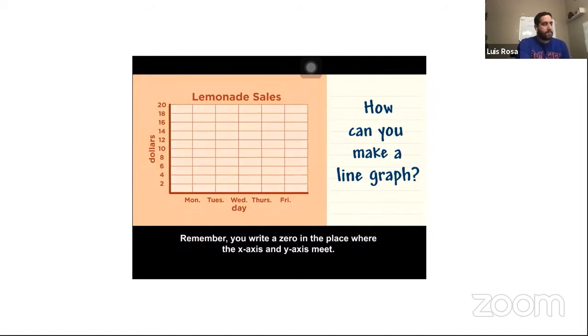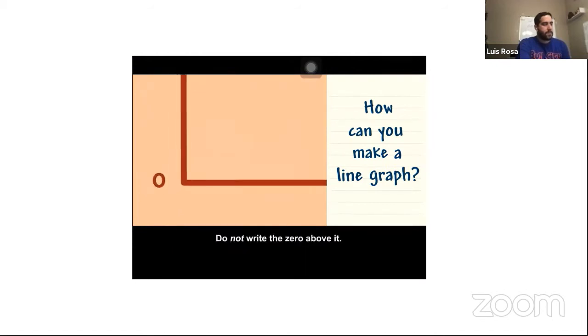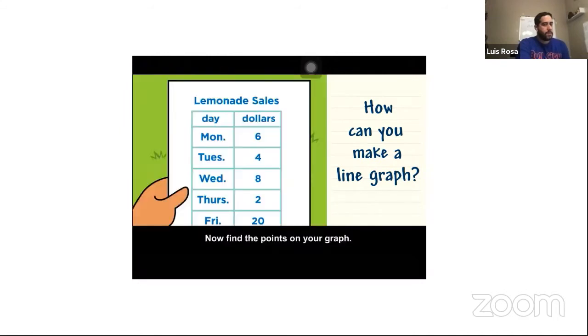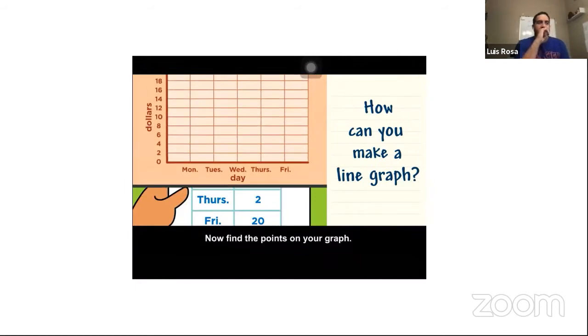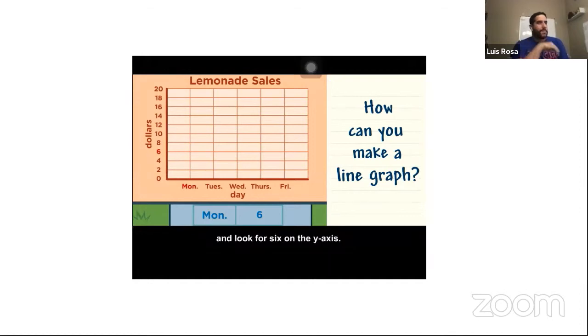Remember, you write a 0 in the place where the x-axis and y-axis meet. Do not write the 0 above it. Now find the points on your graph. On Monday, you earned $6. Look for Monday on the x-axis, and look for 6 on the y-axis. Then find a place where they meet and draw a point.